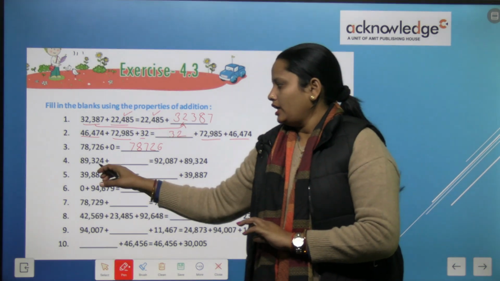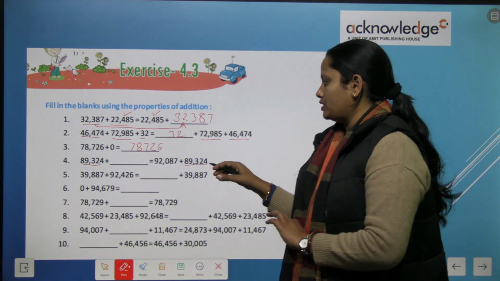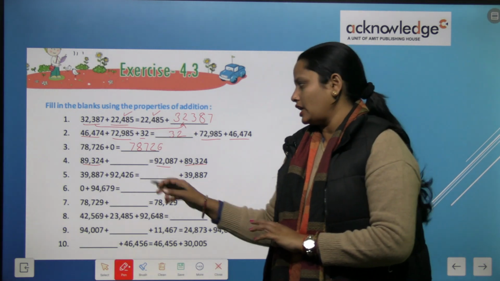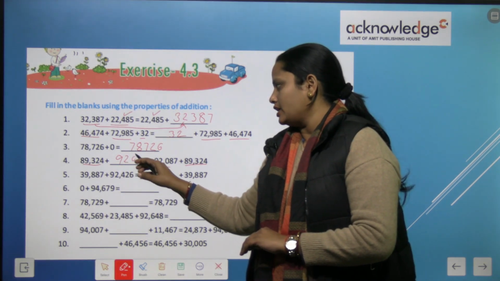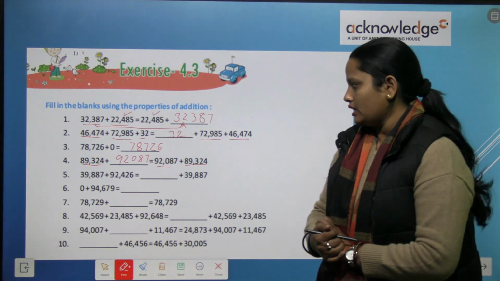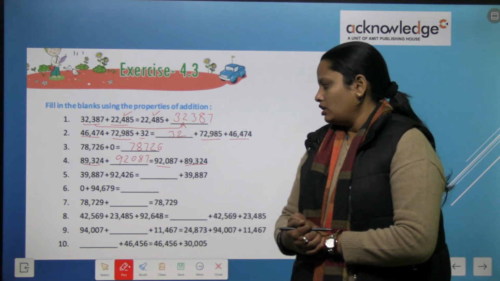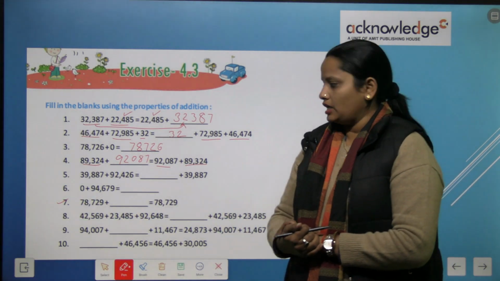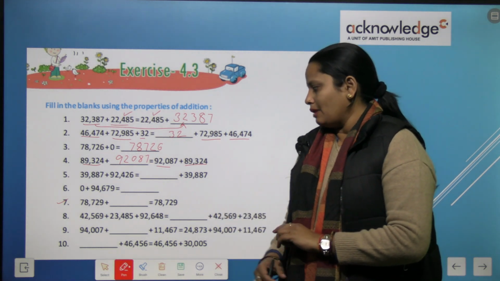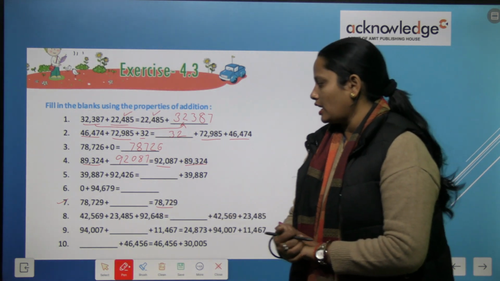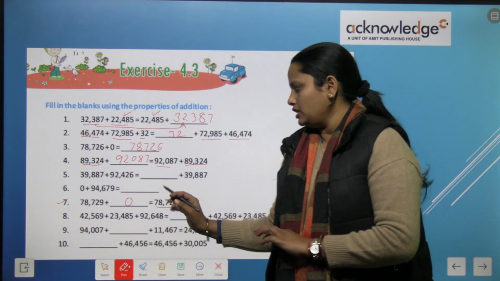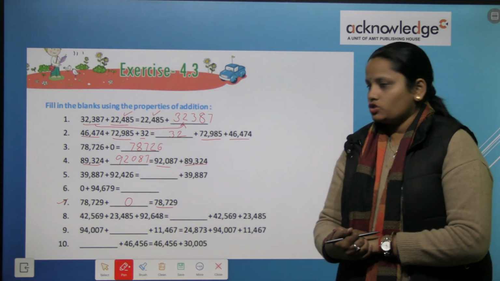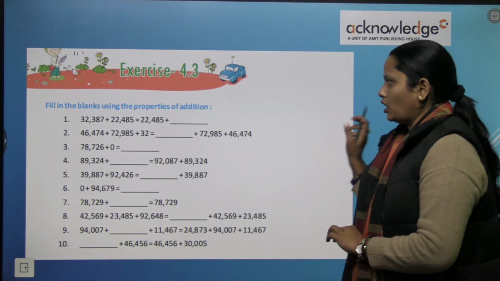अब next question है, 89,324, यहाँ पे भी 89,324 लिखा हुआ है. But यहाँ पे 92,087 हमने add किया है, यहाँ पे नहीं add है. So चलिए इसे यहाँ पे add कर देते हैं. So this will be the answer. Now let's do the seventh one. अब यहाँ पे 78,729 में हम क्या plus करेंगे कि 78,729 आएगा. Obviously यहाँ पे हम zero plus करेंगे तभी same number आएगा. अगर हम इसके अलावा कुछ और plus करेंगे तो number will change. So similarly children, you have to do the rest of the questions here on your own.